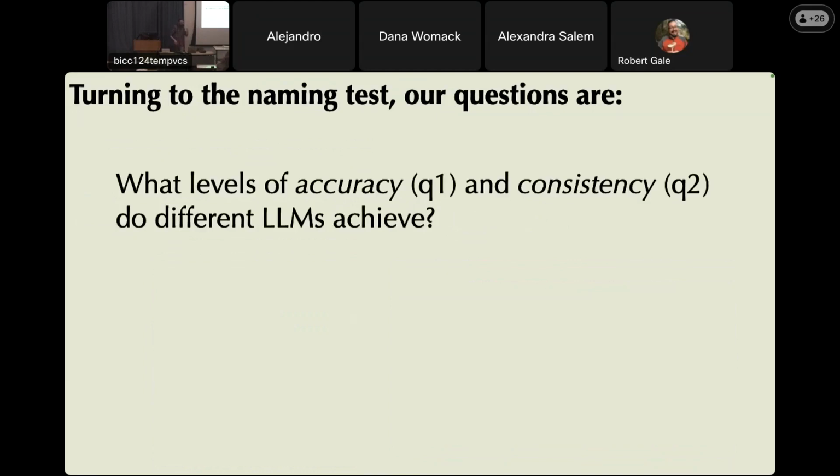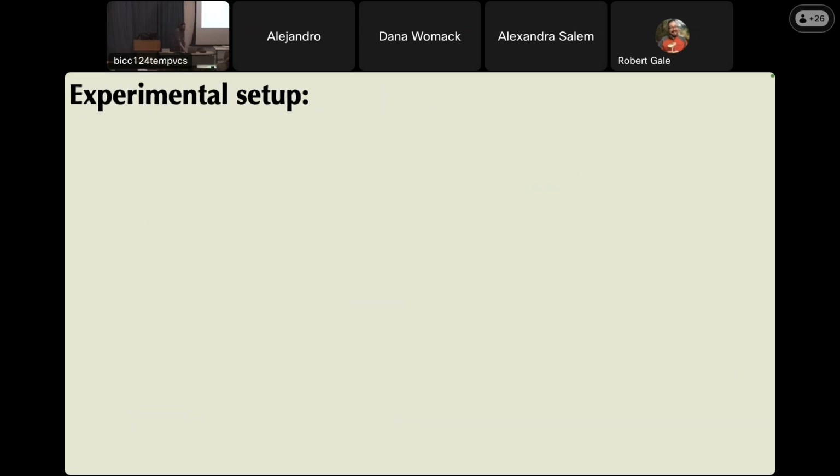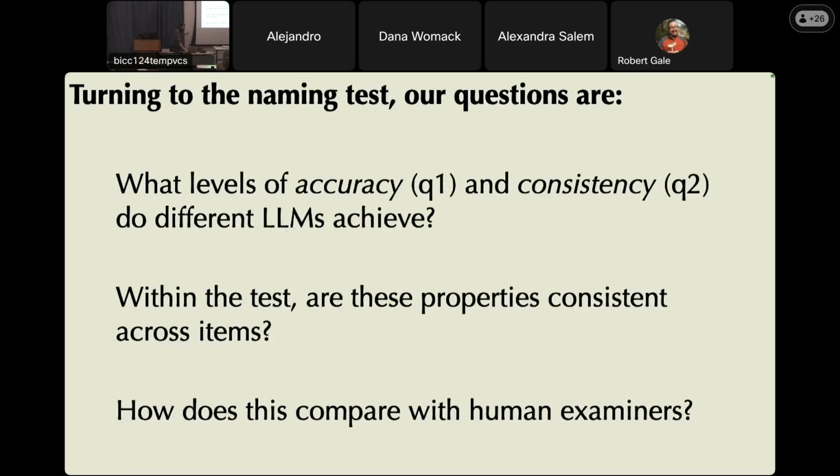We wanted to know, question one, what levels of accuracy, and then question two, consistency would we get from an LLM at the PNT? How accurate would it be and how reliable would those answers be? Because it's useless if it's unreliable. And across those tests, is the property consistent across items? Are there some items that it is able to do really accurately and some that it can't do consistently? And then how does this compare with humans? That one I don't have results for yet.